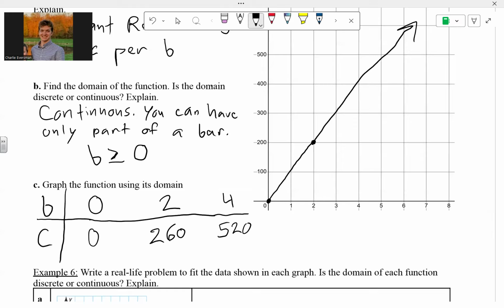And I draw that arrow saying that it goes on forever, right? Because I could pick any value from my domain, any value B, way out this way forever. That would be good there. And then again, why did I connect the line? Because it is continuous, because I can have points in between the whole numbers here. So continuous means connect the dots.